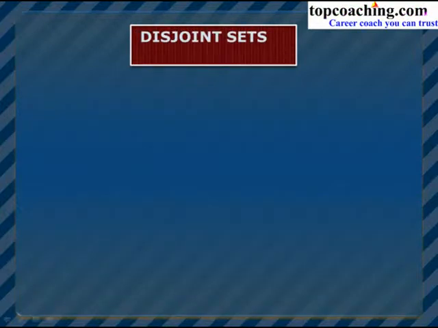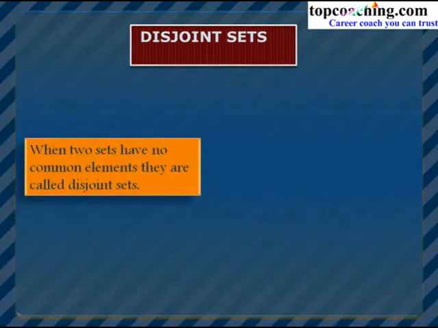Now let's understand what are disjoint sets. When two sets have no common elements, they are called disjoint sets. So let us say that we have two sets. Now if these two sets do not have a common element, that is an element which is contained in both these sets, then such two sets are known as disjoint sets.